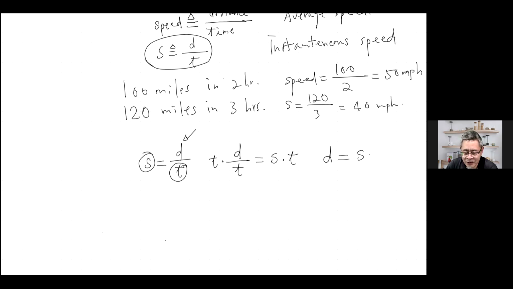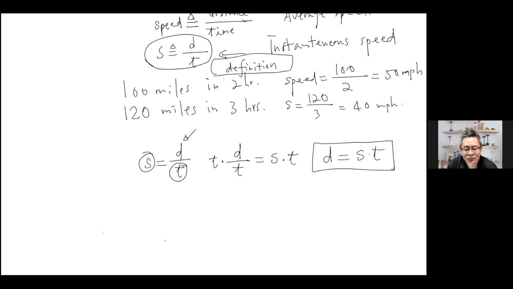So now we have this equation. Now, this one is a definition. A definition is kind of like we give a name to it: when we have distance over time, we call that speed. Now this other one is an equation, a derived equation. You can see that it comes from the definition here, and then by using algebra, we can get to here.